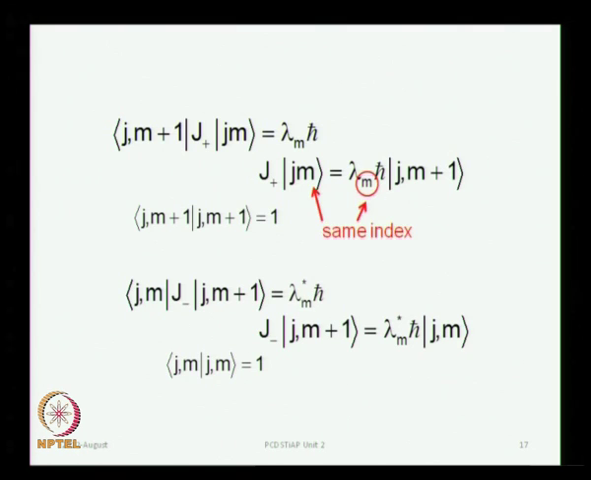Alright, notice that when J plus operates on this index, the subscript on lambda is the same, whereas in the case of J minus it is different. Here this index is m plus 1, but the subscript on lambda is 1 less. So, keep track of that.